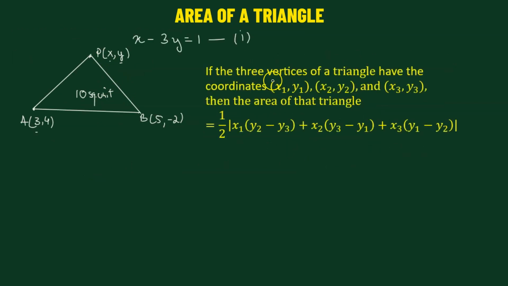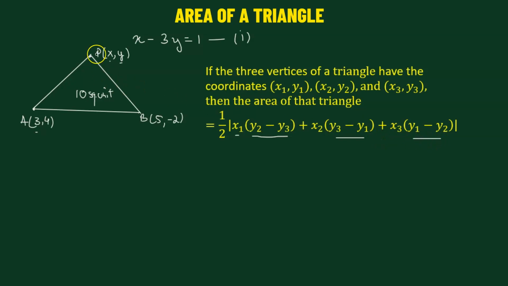If we know the coordinates of the 3 vertices of a triangle, let's say they are x1, y1, x2, y2, and x3, y3, then the area of the triangle is given by this expression: half times the absolute value of x1 multiplied by y2 minus y3, added to x2 times y3 minus y1, plus x3 times y1 minus y2.